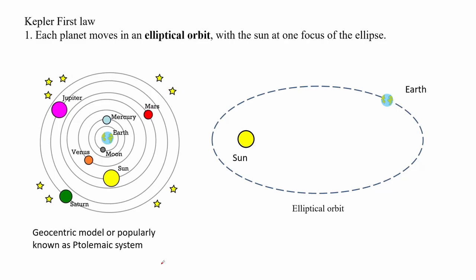Let us look closer at Kepler's first law, which states that each planet moves in an elliptical orbit, with the Sun at one focus of the ellipse. Earlier, people believed in the geocentric model, which was the predominant belief at that time. It states that the Earth was the center of the solar system. The Sun, Moon, and other planets revolve around the Earth. The work of Kepler shows a much more accurate model for the behavior of the Earth, where its orbit forms an elliptical shape as shown on the figure on the right.